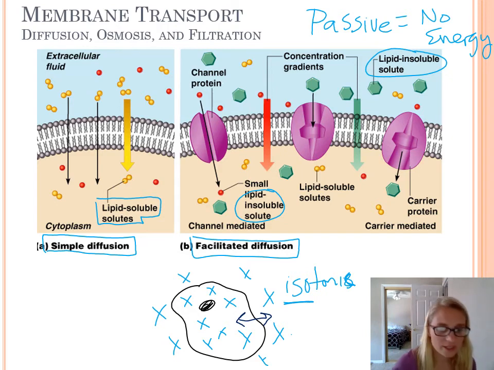Okay. I don't think I have a picture of filtration. So filtration, think of pressure, like your coffee filter. So you have hot water pouring through, you have a membrane that's going to filter the water through and hold some things back. So filtration is driven by pressure, not so much concentration, but it's also passive.